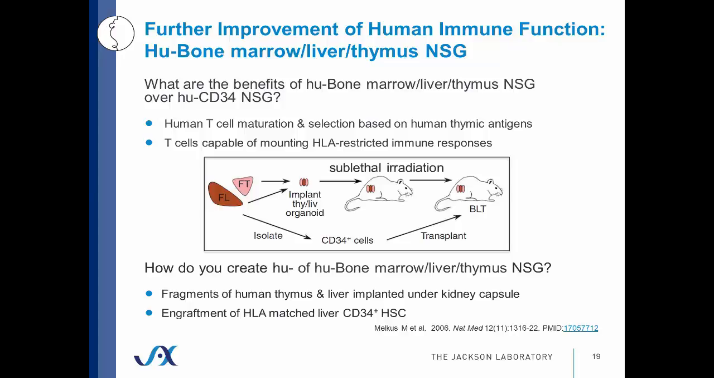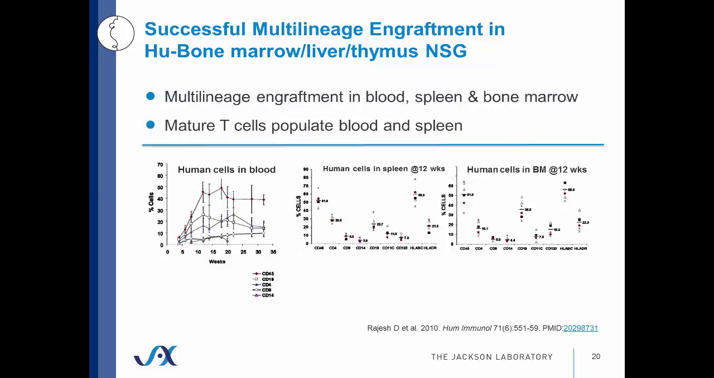Then what you do is you wait about 12 weeks, and then you can look for the presence of these maturing cell populations in the blood, the spleen, and the bone marrow, similar to the prior model that we just discussed. So if you look at the peripheral blood, if you look at this graph on the left, you'll see that the uppermost graphic, we're looking at percent donor human cells in the peripheral blood.